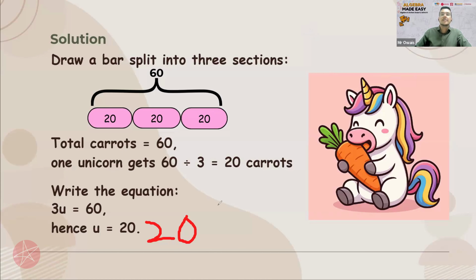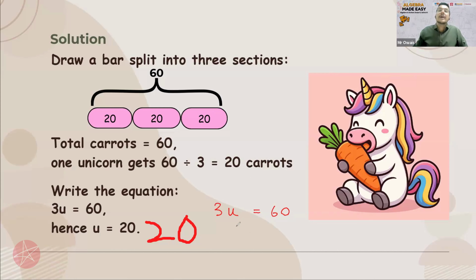So 3 units or 3 unicorns, so 3u equals 60. So look at this, we're using a symbol here, right? We're using the letter U to represent the unicorns, or units, okay? In general, we actually use it for units. That's correct. But in this case, we can think of U as unicorn, representing 1 unicorn, right? How much did 1 unicorn eat?